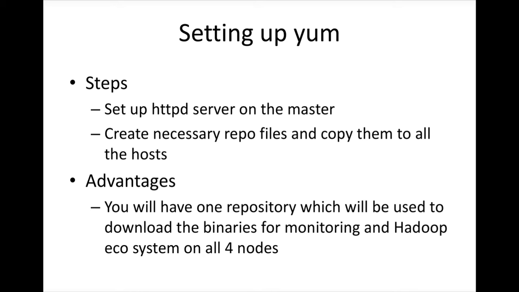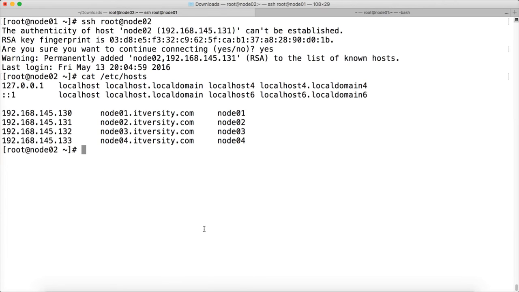We will pre-download all the binaries that are required for setting up Cloudera, and we will be creating a local yum repository. If you want to understand more about yum repository, you can go to my other videos where I have explained about yum. It's primarily used to download and install software in Red Hat based systems, and if you have to set up a local repository, you have to set up an HTTPD server on the master. So our master is node 01.